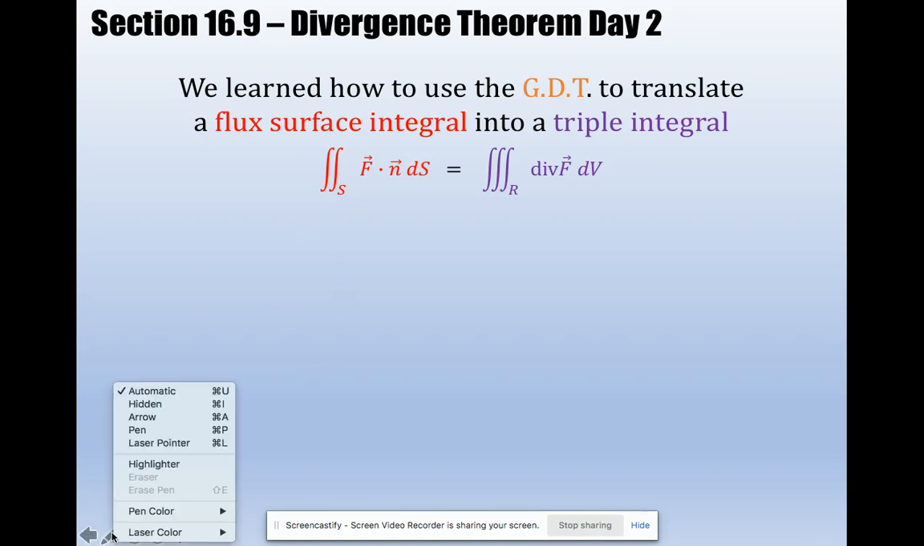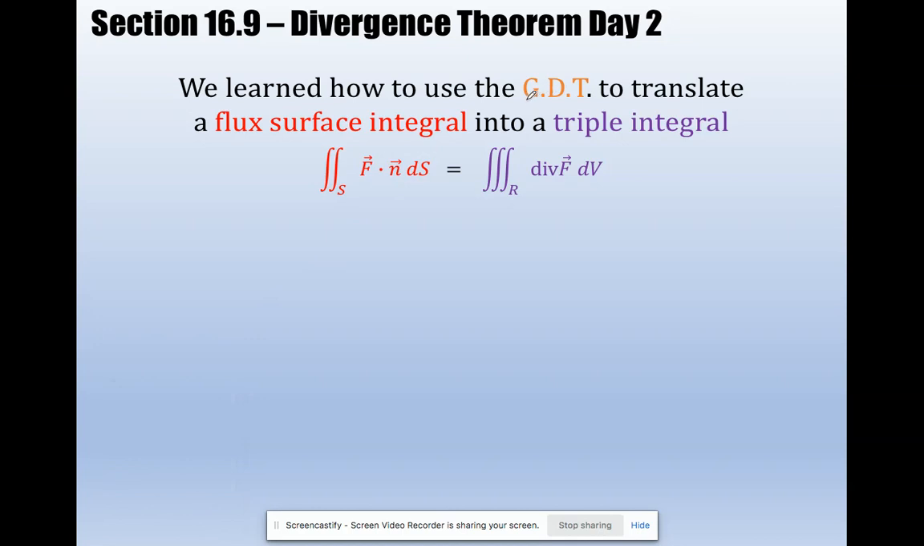In our previous video, we learned how to use the Gauss divergence theorem to translate a flux surface integral, which is a double integral of flux, into a triple integral of volume, right? Where all the divergence of F is contained within this shape. So you're kind of finding the volume of divergence, kind of, sort of.